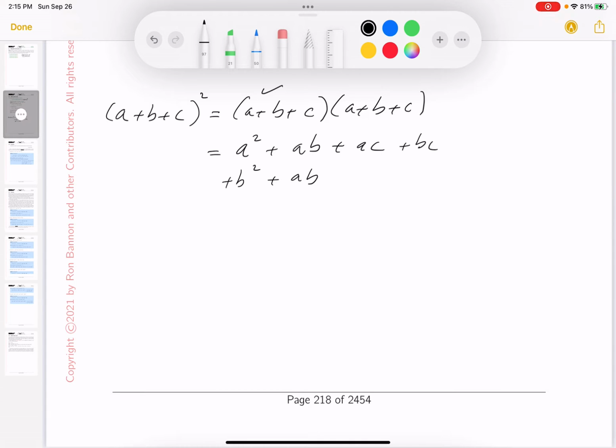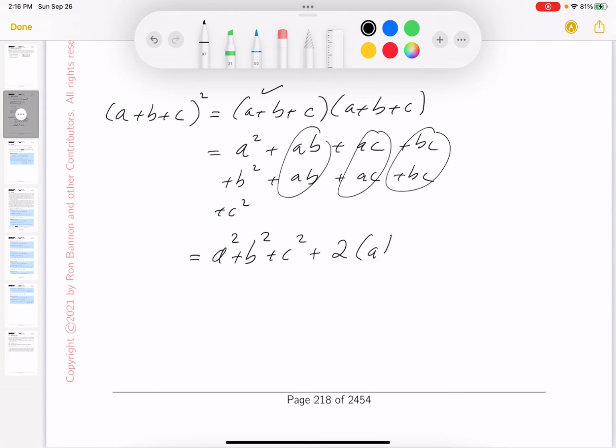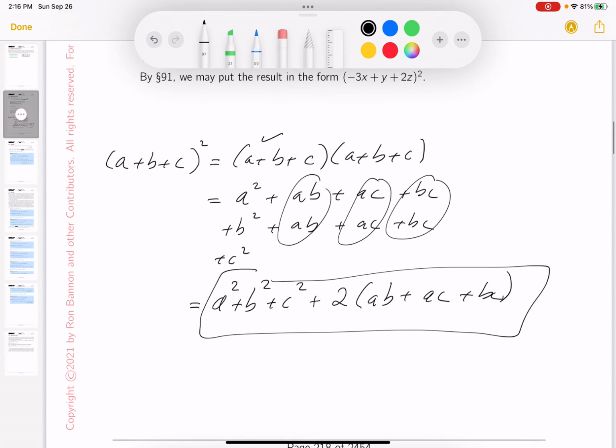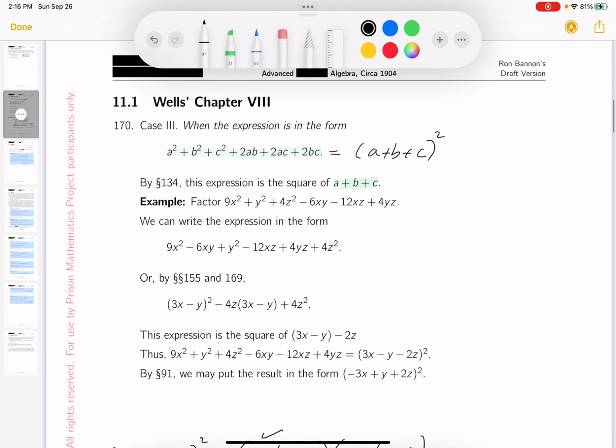Let's do the next one. Next one's going to be c. So that's going to be ac, and you're going to get bc, and you get c squared. What does that give you? a squared plus b squared plus c squared. I'm going to write it a little differently than Wells does. There's two of everything now: two of these, and two of these. So I'll write it as ab plus ac plus bc. Is it the same thing that Wells presents? It is.